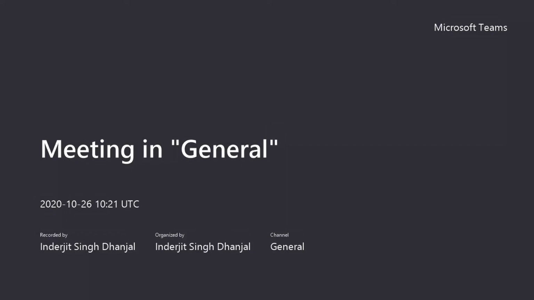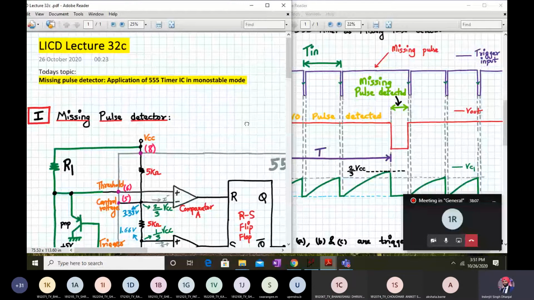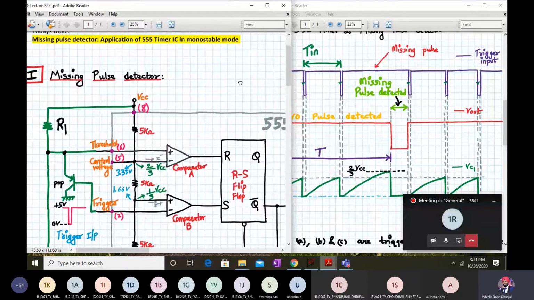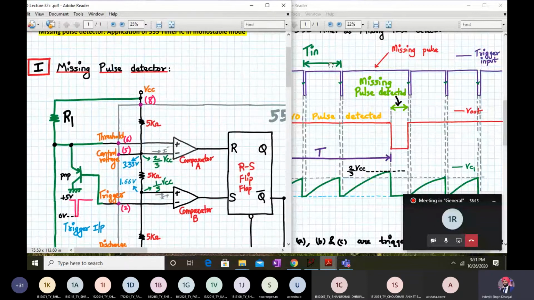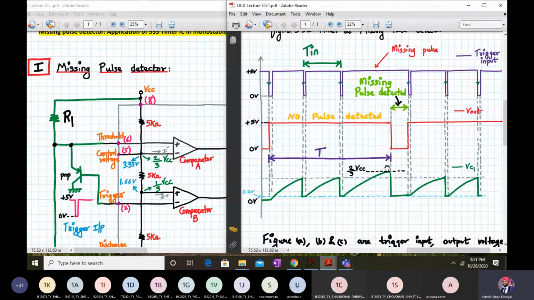Lecture number 32C. Today we are going to discuss the missing pulse detector and the application of the 555 timer in monostable mode. So what is this missing pulse detector? Let me just show you from the output waveform. These are the waveforms which we are going to get.